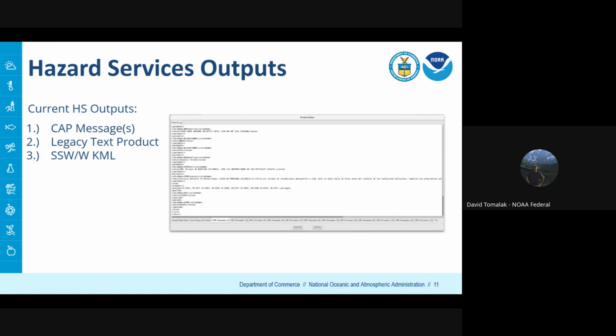Now once all of that data has been finalized, the forecasters will click on preview to bring up what we call the product editor. The product editor allows the forecasters to make some last minute changes to the text and review output products before they are disseminated. Once the event has been finalized, the product editor appears, allowing the forecaster to disseminate those hazard outputs. Some of those outputs include the Common Alerting Protocol, CAP messages, legacy text products, KML for web-based applications, GIS, and there are other outputs that can be added in the future.